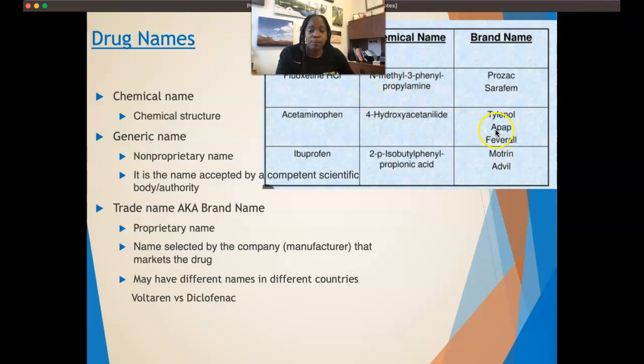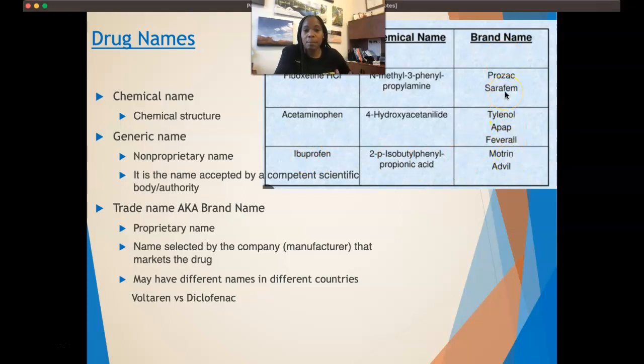For example, ibuprofen is the generic name. It's the one that's accepted by our scientific community. But then you have a company who purchases it and markets the drug as Motrin or Advil. All in all, they have the same effect, right? To reduce pain and/or inflammation. You can have multiple brand names, as you can see here.